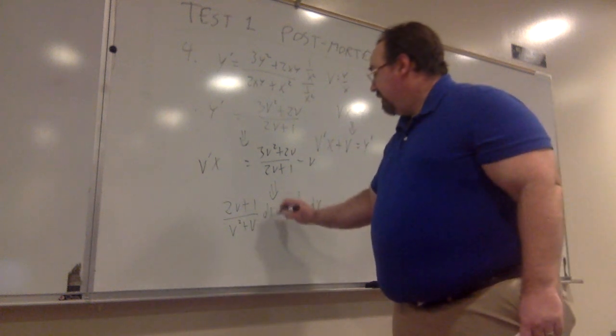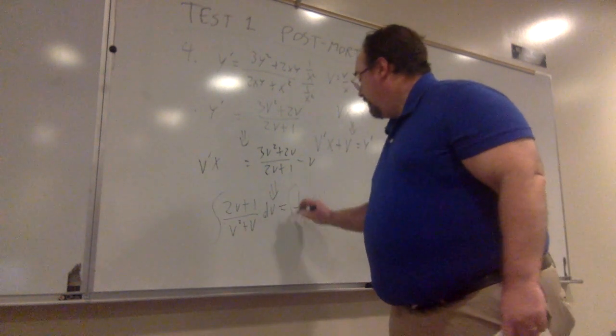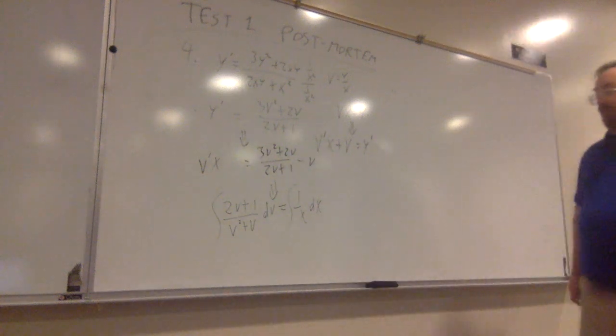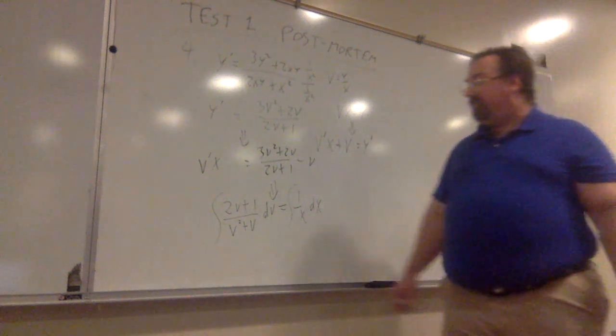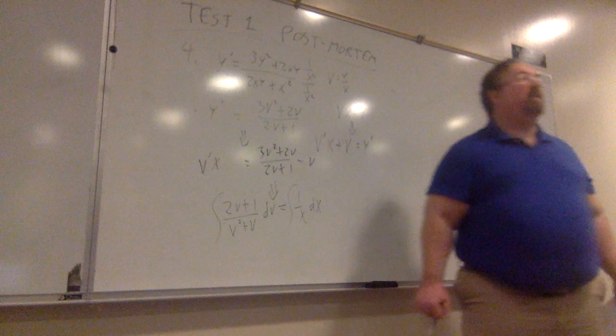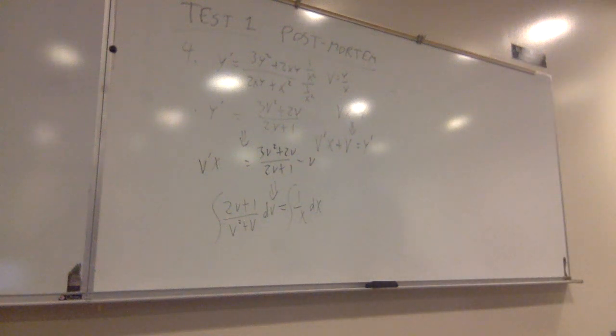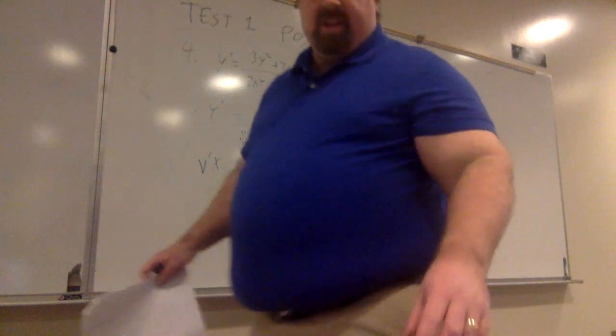dv, on both sides. This problem was contrived so that the top was the derivative of the bottom, so you could use a substitution. It was perfectly fine to leave the solution in implicit form. It was not necessary to solve for y.